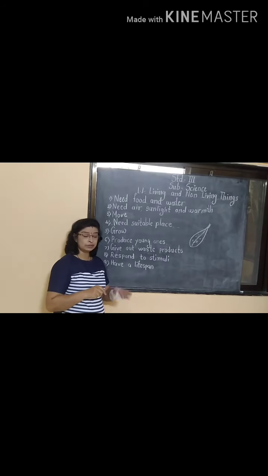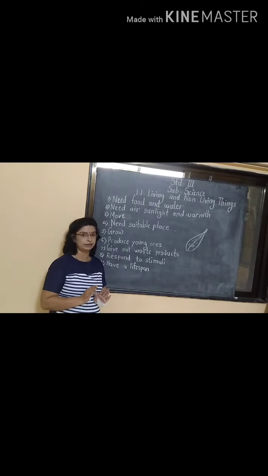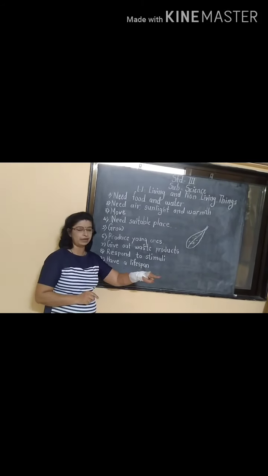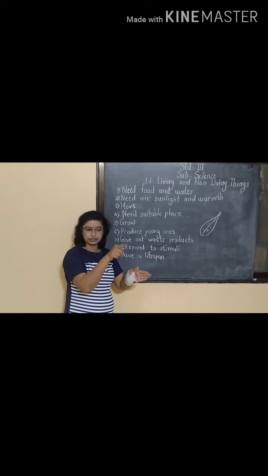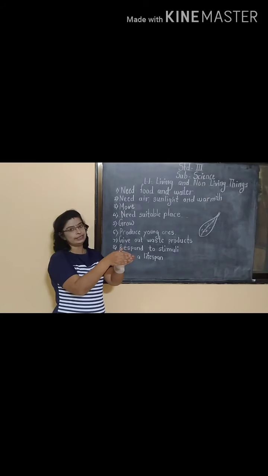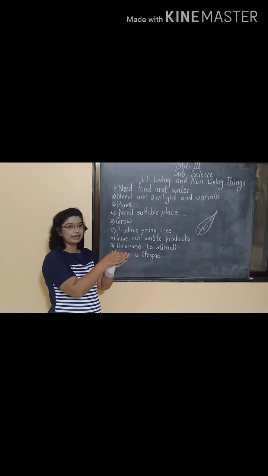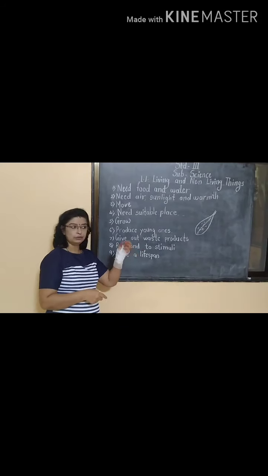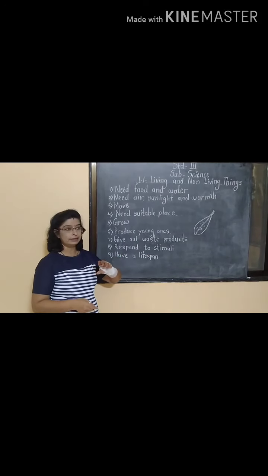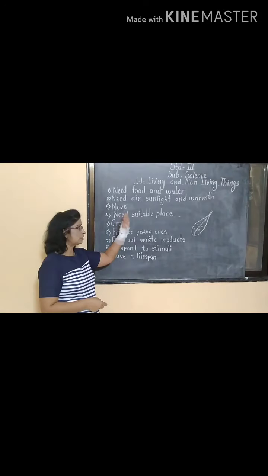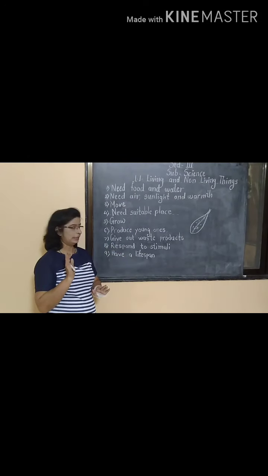Similarly, if you find the touch-me-not plant, mimosa plant, if you touch that plant, it closes its leaves. As you touch the leaves, it closes its leaves. Similarly, a lotus flower responds to sunlight. It opens at sunrise and it closes at night. Sunflower also responds to sunlight. It always bends toward the sunlight.